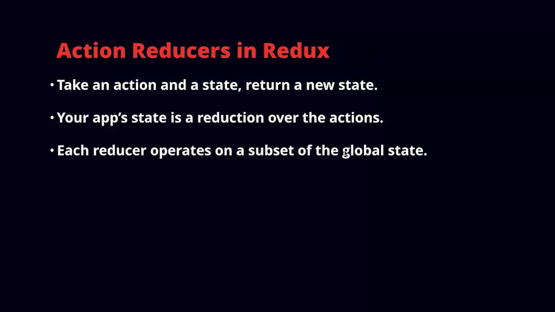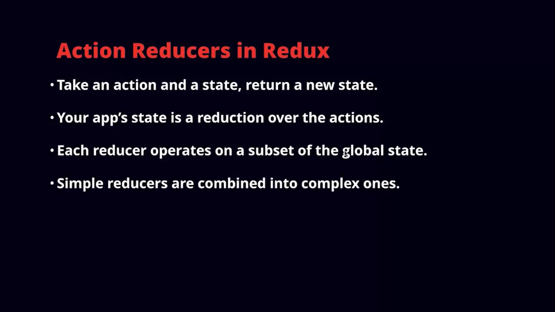So in this approach, each reducer operates on a subset of the global state. They don't necessarily have access to all of it, but basically they get a slice into the state and they change it in response to an action. And then we can have a mechanism for combining simple reducers into complex ones. So let me give you a quick example.